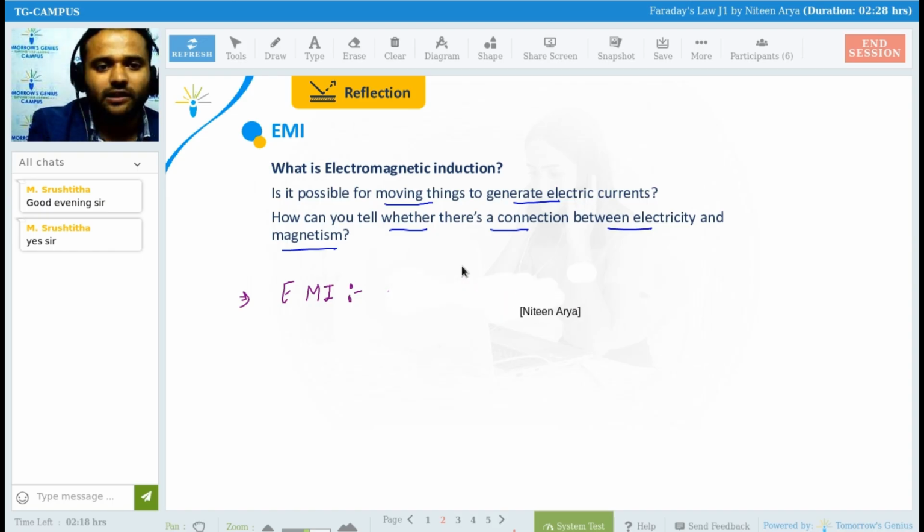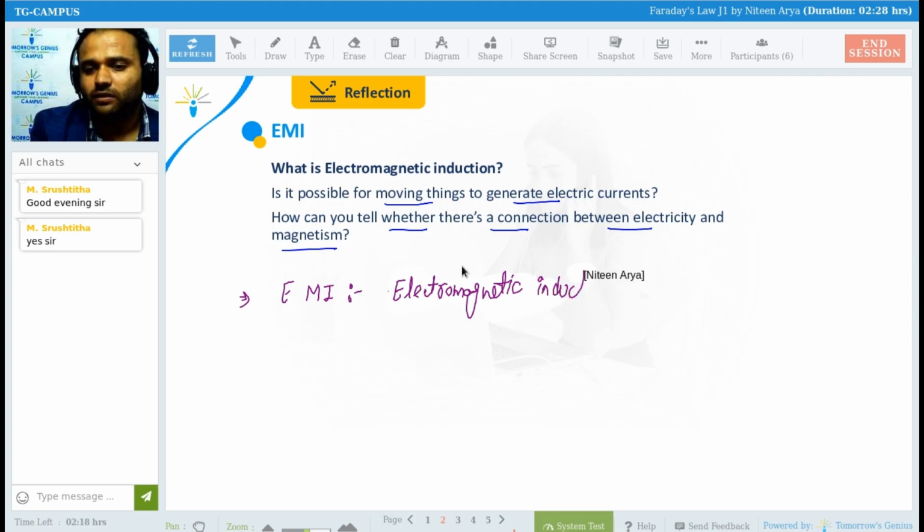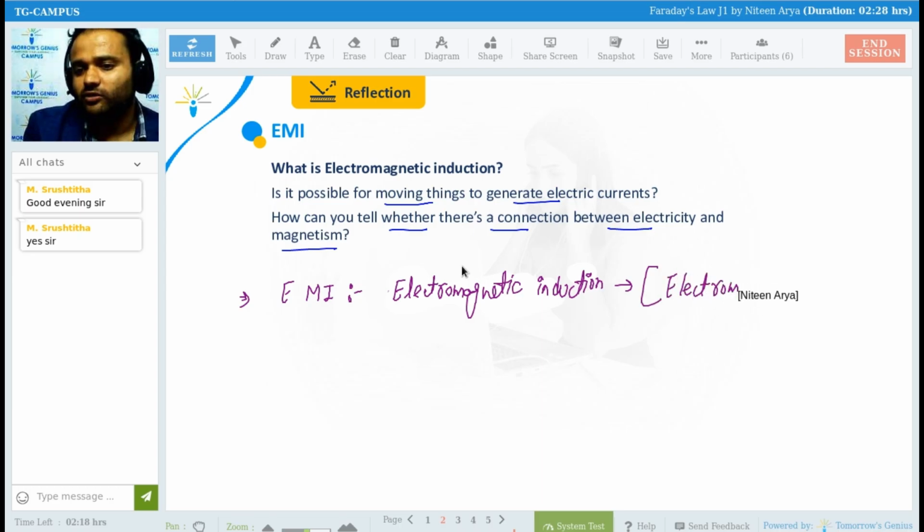So EMI stands for electromagnetic induction, which is going to generate electromotive force. What we are going to discuss is electromagnetic induction, what it is and what the output of that is: electromotive force.